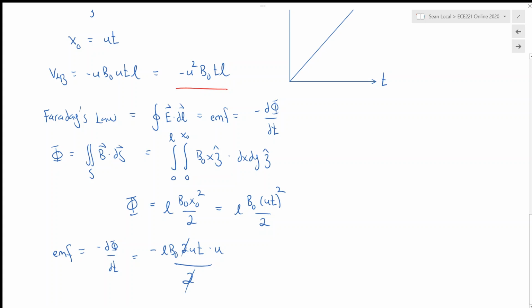Here's the motional result here. Here's the result just through direct application of Faraday's law. Of course, we wouldn't expect there to be any difference in the result. The motional EMF was derived from a different perspective in terms of magnetic forces on charges, but the net result obviously should be consistent with Faraday's law.